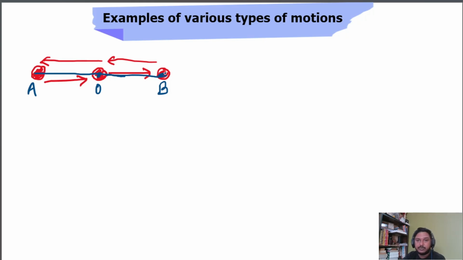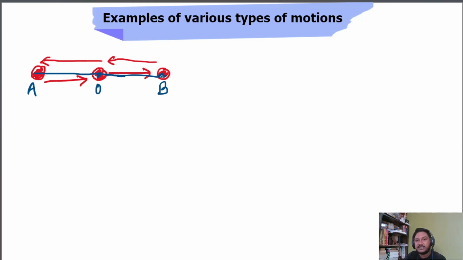So this type of motion is called oscillatory motion or vibratory motion, where the particle moves to and fro about a mean position, but it is happening in a straight line. So that is called a vibration in one dimension. Okay, and the mean position here is basically the point O. B is one extreme point and A is another extreme point.